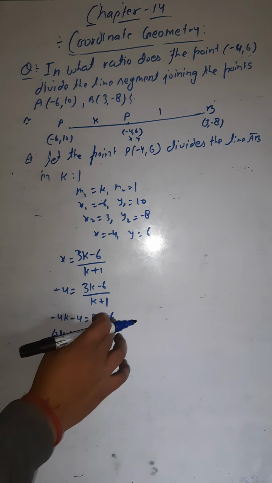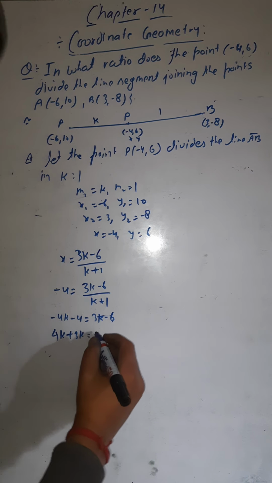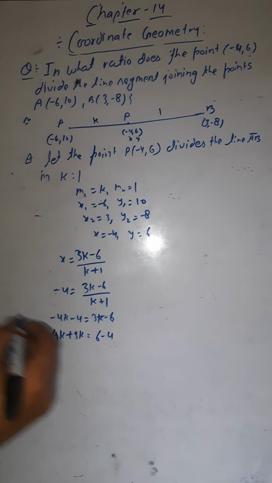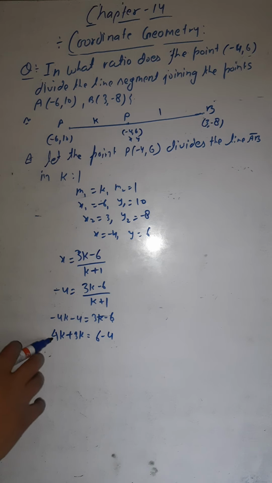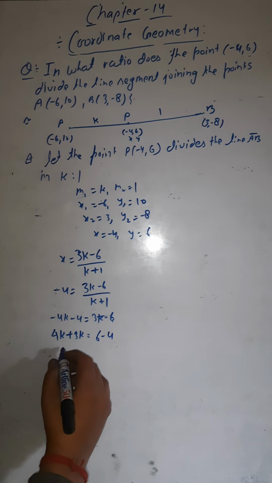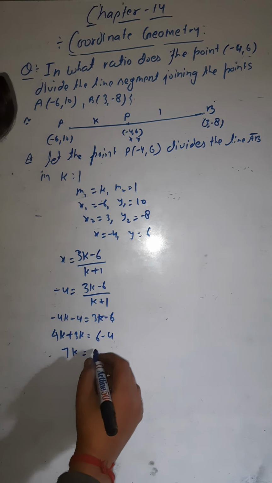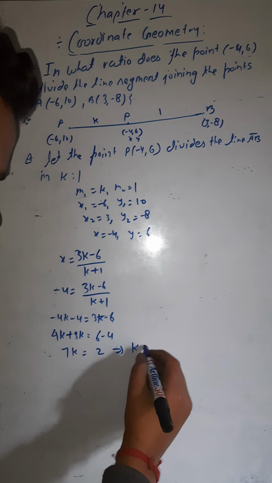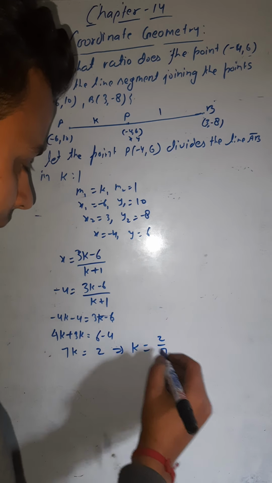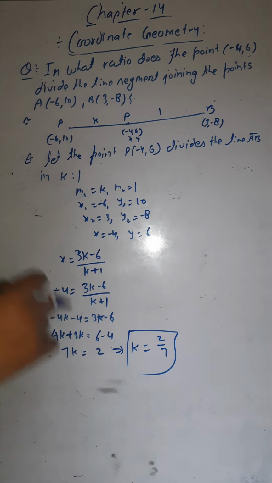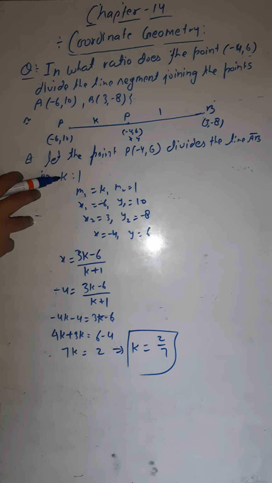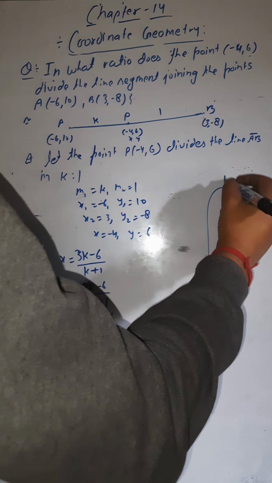Plus 6, so it is plus 6 and it is minus 4. 4k is already there, so 4k plus 3k is how much? 7k. And 6 minus 4 is 2. So the value of k is now 2 by 7. If I put the value of k here, 2 by 7, the ratio would be 2 by 7 is to 1. So hence the ratio I am writing.